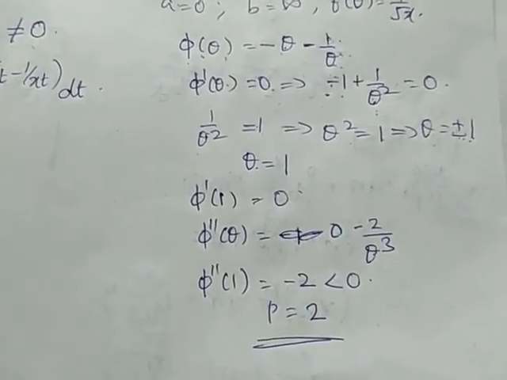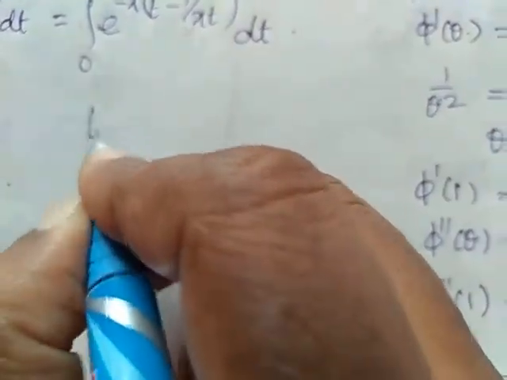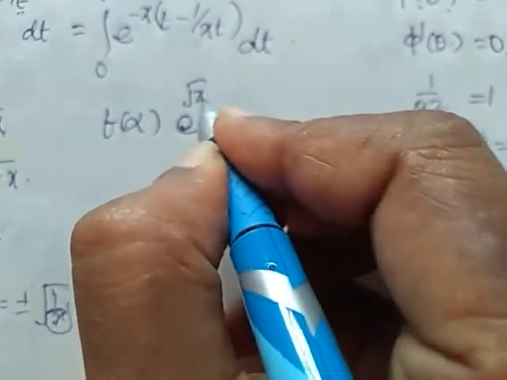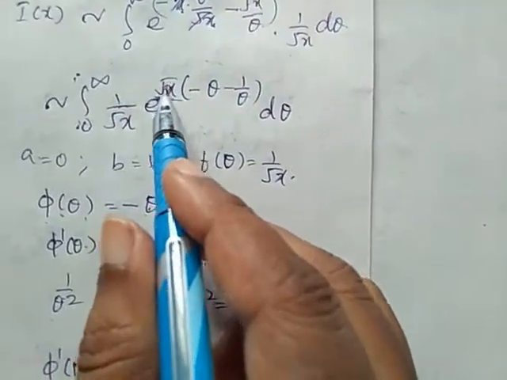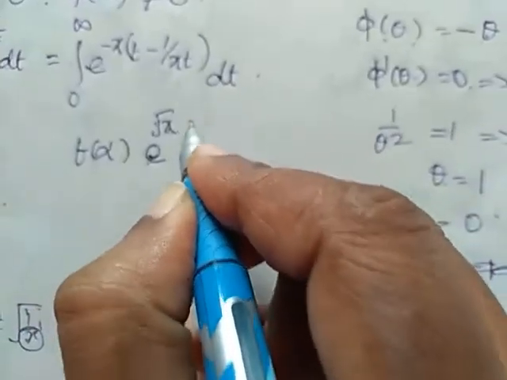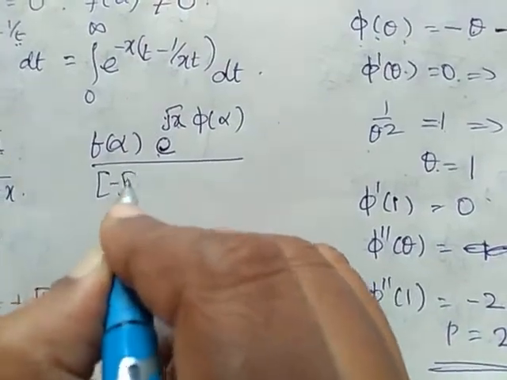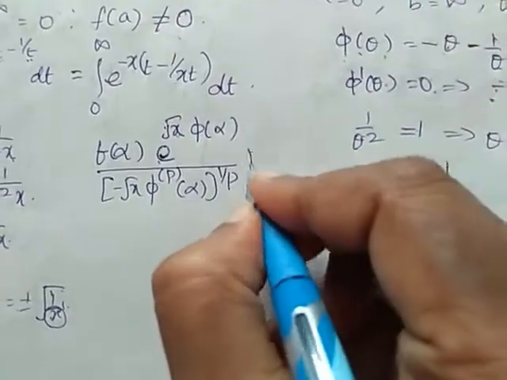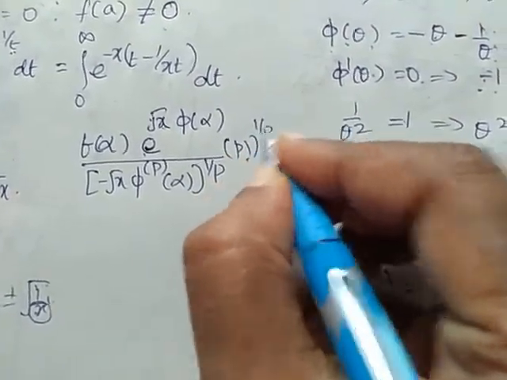Now we can substitute in the formula. So what is our formula? The general formula: F of alpha, alpha is 0, e power x. Instead of x, we have root x. Don't forget, here it should be root x because in the general formula we have e power root x. So, e power root x phi of alpha divided by minus root x to phi of p of alpha to the power 1 by p, p factorial to the power 1 by p.